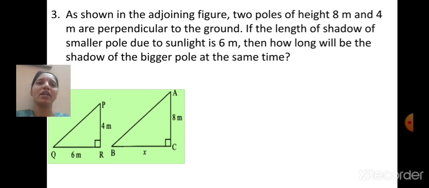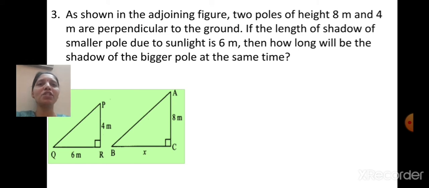As shown in the adjoining figure, two poles of height 8 meter and 4 meter are perpendicular to the ground. If the length of shadow of the smaller pole due to the sunlight is 6 meter, then how long will be the shadow of the bigger pole at the same time? Okay, now here first you have to see here PR is the one pole with 4 meter length and AC is the other pole with 8 meter length, and these two poles are perpendicular to the ground. So here ground is QR for the first triangle and BC for the second triangle.